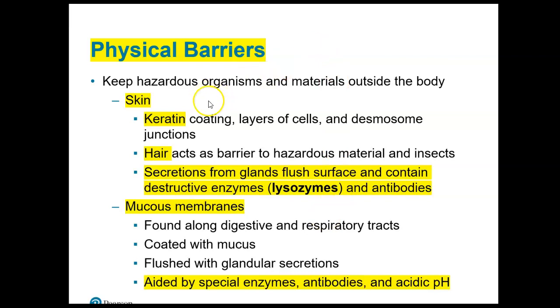For physical barriers, of course, the skin is the first primary physical barrier. The skin is coated with a protein called keratin, and hair, which is attached to the skin, acts as a physical barrier. Secretions from glands, like your oil and your sweat glands, will flush the surface of your skin and also contain destructive enzymes, lysozymes, and antibodies. I'll go ahead and tell you specifically the antibody is the IgA antibody. Let me write that in here. That you're going to find in your oil and sweat secretions.